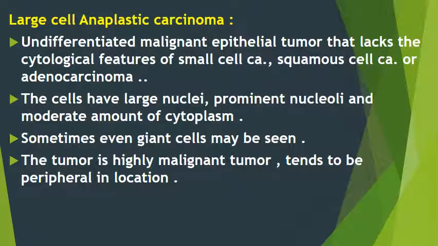Large cell anaplastic carcinoma. This is an undifferentiated malignant epithelial tumor that lacks the cytological features of small cell carcinoma, squamous cell carcinoma, or adenocarcinoma. The cells have large nuclei, prominent nucleoli, and a moderate amount of cytoplasm. Sometimes giant cells may be seen. The tumor is highly malignant and tends to be peripheral in location.